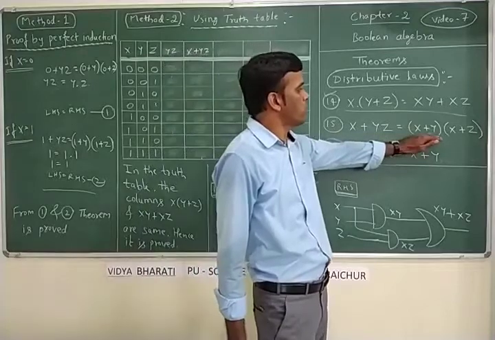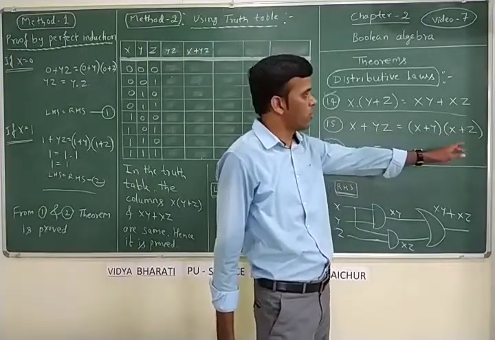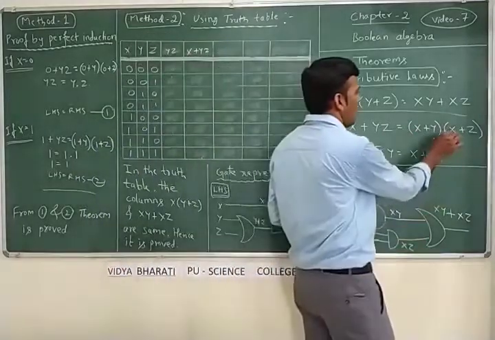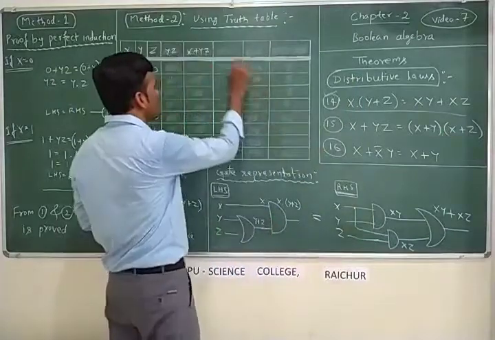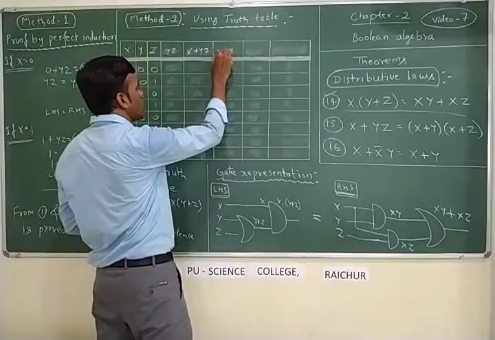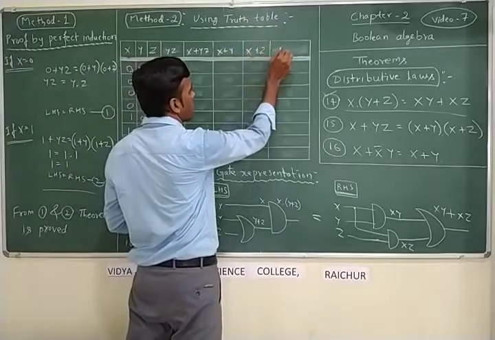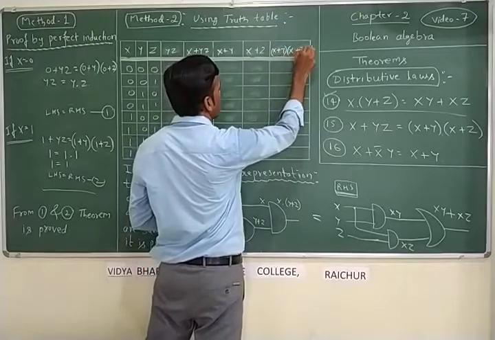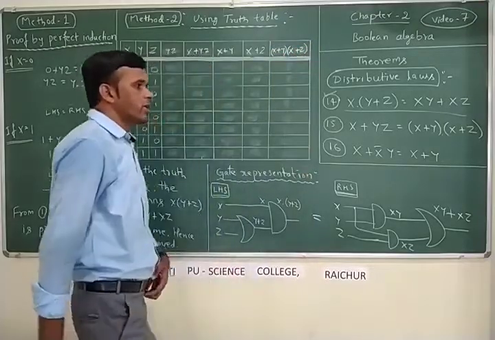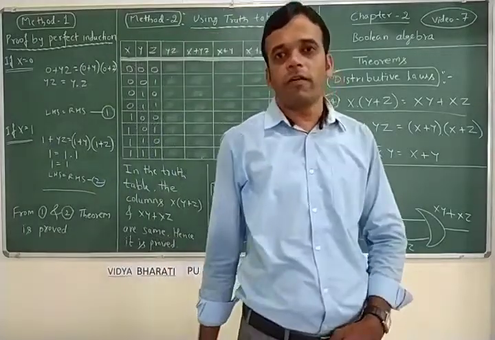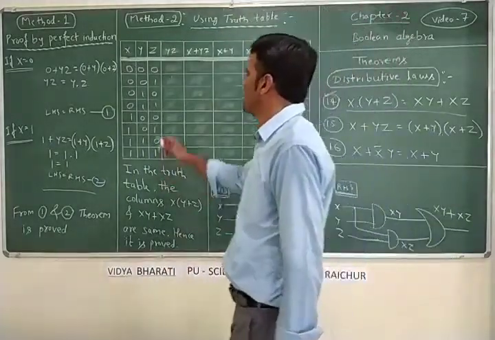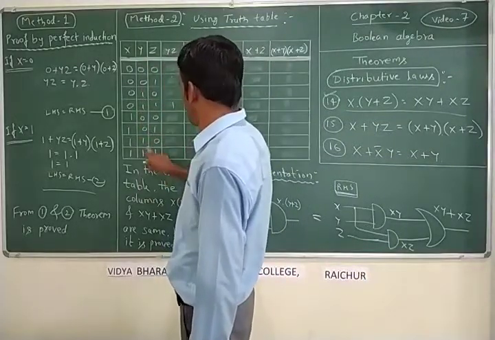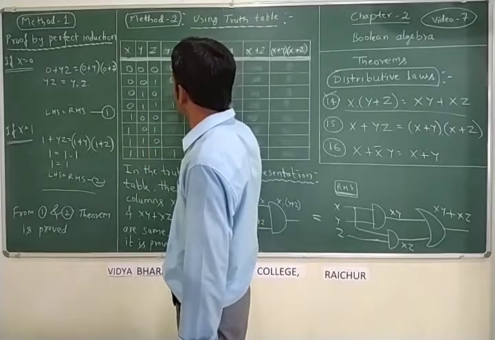So RHS: x plus y one time, then x plus z another time, because they are in brackets. Brackets we have to do first, having preference. Then we go for the AND operation. So first we need x plus y, then x plus z, then finally (x plus y)(x plus z). Okay, headings are ready now. Now we will identify the values. So yz, an AND operation: when both are 1, then it is 1. The remaining cases are zeros.